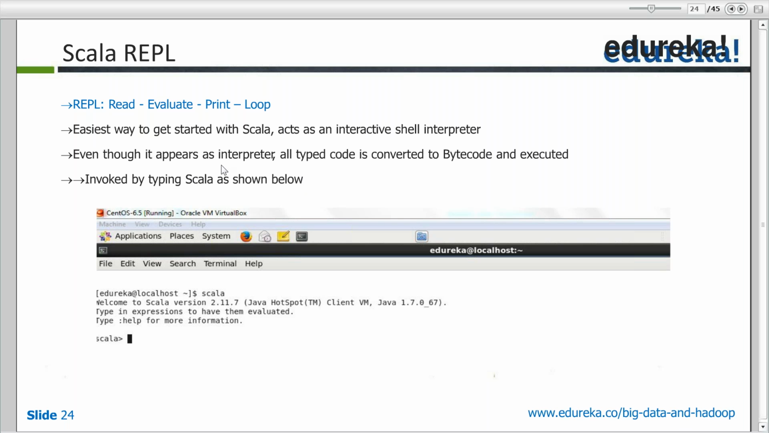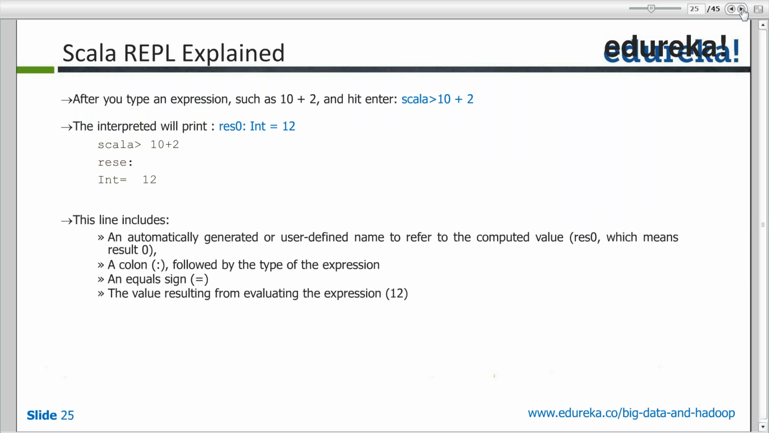It acts as an interactive shell interpreter. Even though it appears as an interpreter, all the code which you type here is converted to a bytecode and executed. How to start Scala? Type scala and enter. For example, in your Scala shell, if you just type 10 plus 2 and hit enter, immediately it will read that code, evaluate it, and print the output. That is REPL. It will immediately give you an output 12, and it will automatically identify the data type for this.